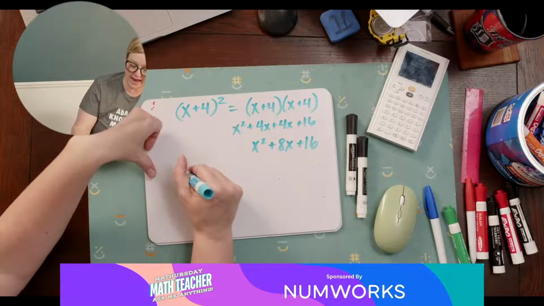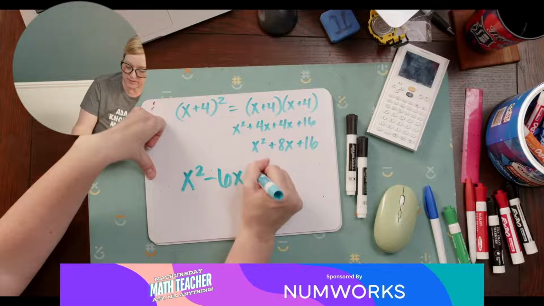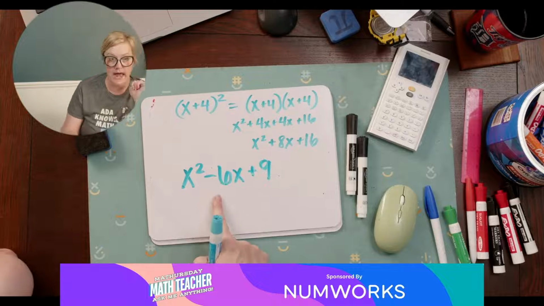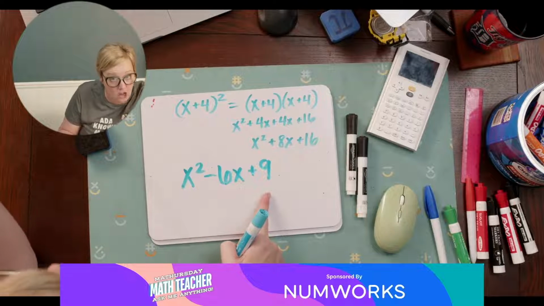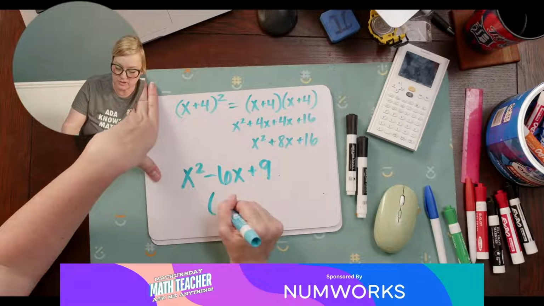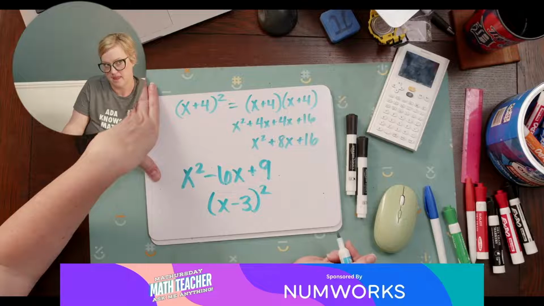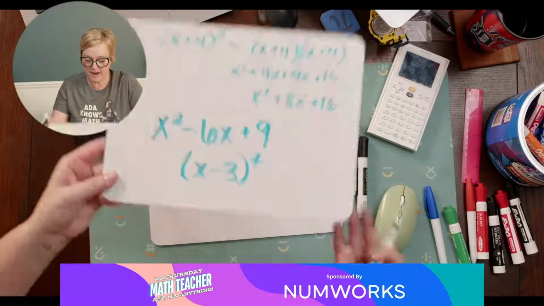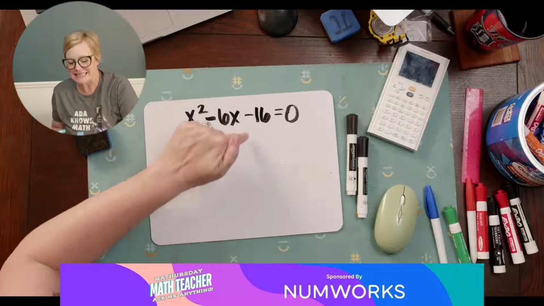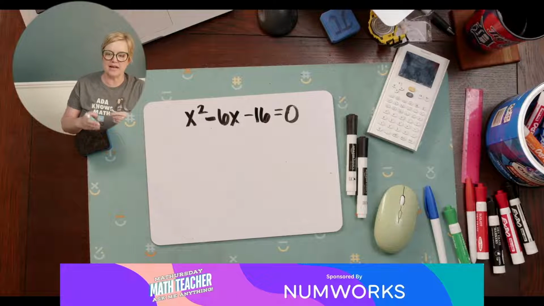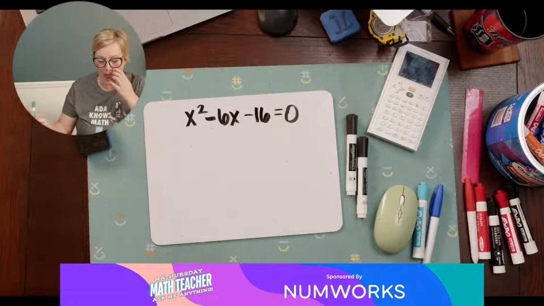So if I had x squared minus 6x plus 9, well, half of -6 is -3. -3 squared is +9. This is also a perfect square. This would be x minus 3 squared. Okay. Now looking back at this one, I've got x squared minus 6x minus 16. If that was a +9, it would be a perfect square trinomial.